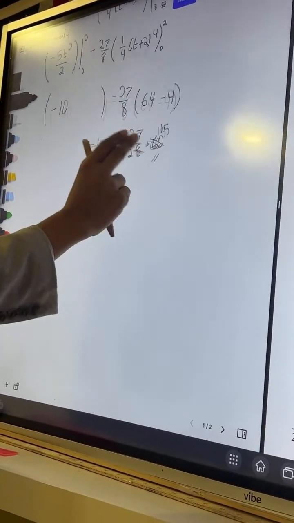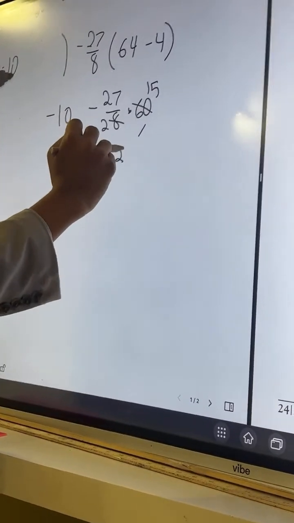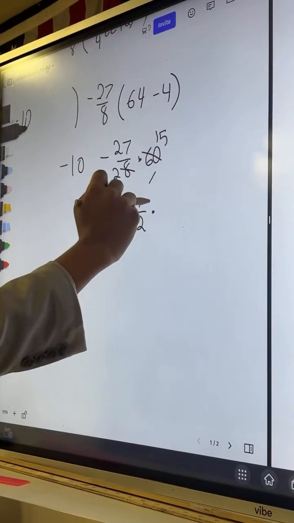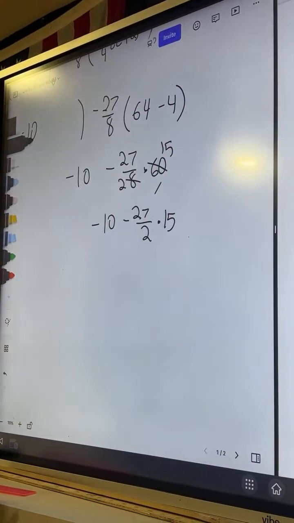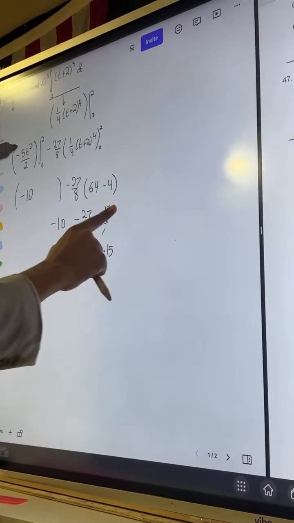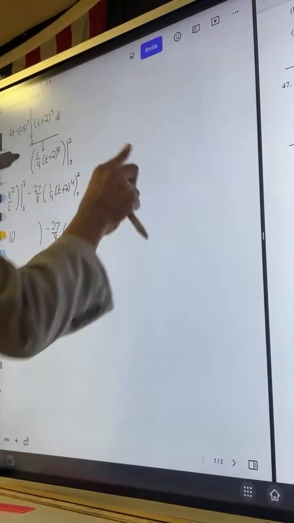Okay. So you get negative 10 minus 27 over 2 multiplied by 15. So that's already a pretty big number. But now let's do the other side.